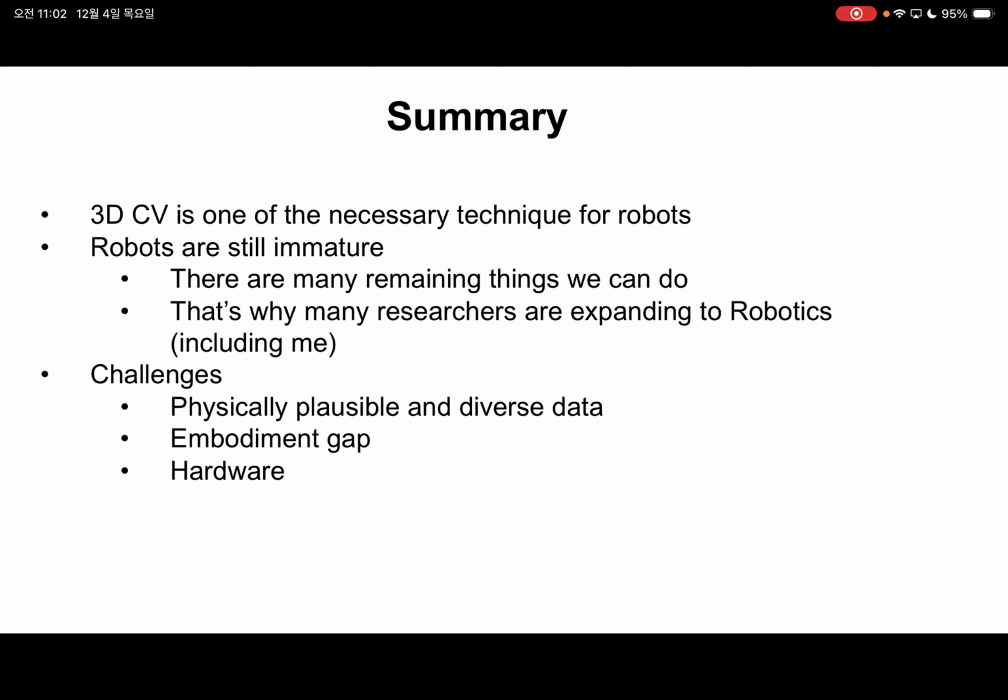So 3D computer vision is one of the necessary techniques for robots, and robots are still immature. There are many remaining things we can do. And actually, that is why many researchers are expanding to robotics, including me. And the challenges are physically plausible and diverse data, the embodiment gap between humans and robots, and the hardware entry barrier.